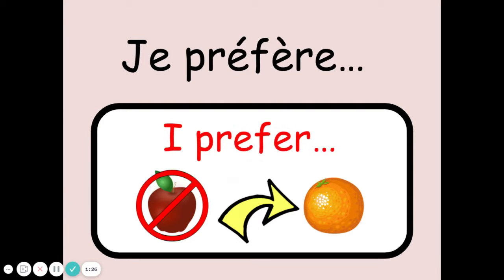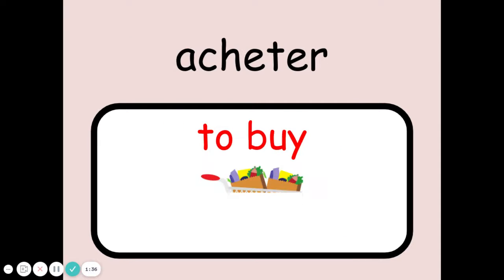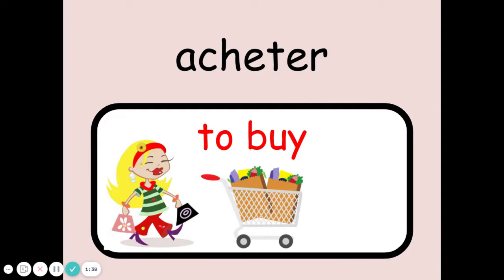Je préfère, I prefer. So, you could put those together. J'aime danser, mais je préfère chanter. I like to dance, but I prefer to sing. Acheter, to buy. J'ai besoin d'acheter un stylo. I need to buy a pen. So, acheter.